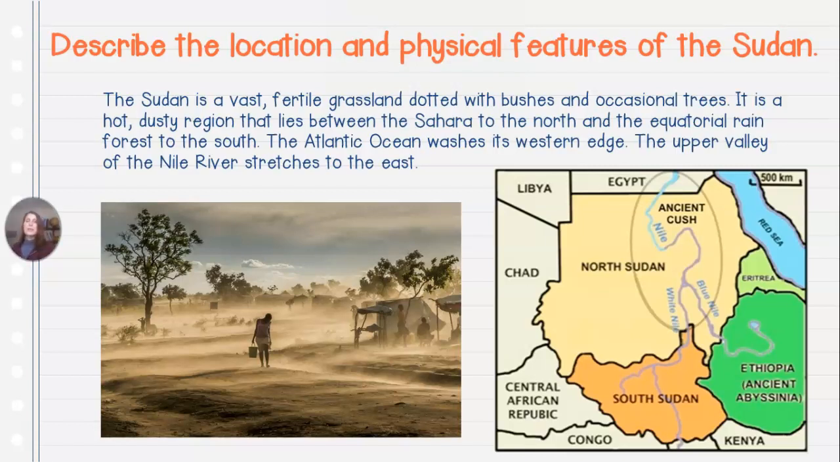Describe the location and physical features of Sudan. The Sudan is a vast fertile grassland dotted with bushes and occasional trees. It is a hot, dusty region that lies between the Sahara to the north and the equatorial rainforest to the south. The Atlantic Ocean washes its western edge. The upper valley of the Nile stretches to the east. So you can go ahead and take a look at that map there. That kind of gives you an idea of where we're talking about, and then the picture gives you an idea of what it looks like there. Definitely different than Ohio weather, that's for sure.